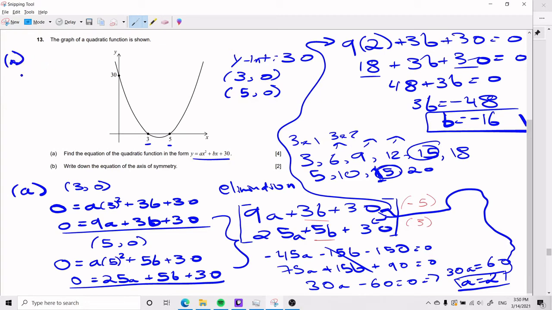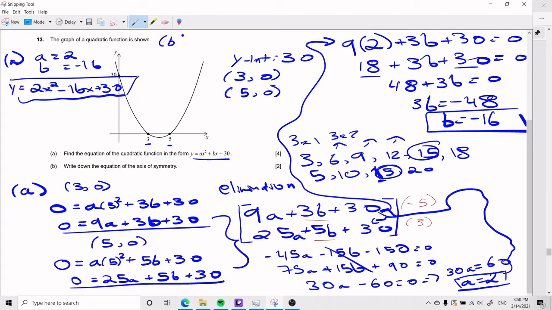And so, for part A, the equation of the quadratic function, if I plug everything in, is going to end up looking like this. If a equals 2 and b equals negative 16, we know that the formula is going to be y equals 2x squared minus 16x plus 30. And we can always double check this by graphing. But anyway, that is part A.